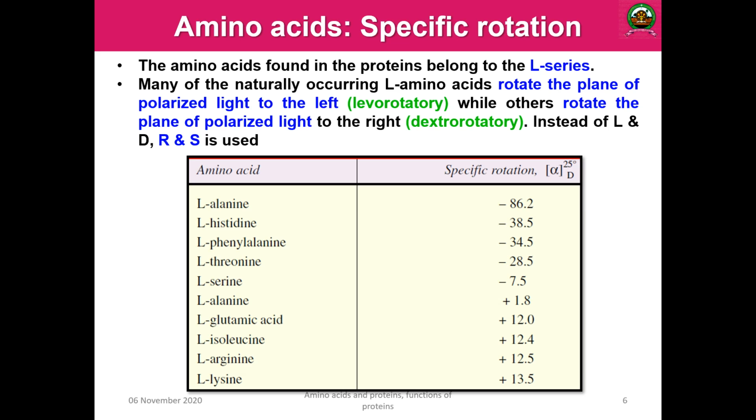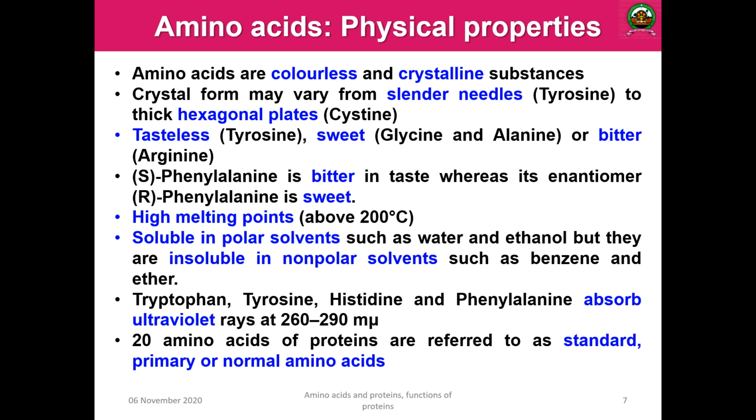So this is the next important feature of the amino acid. Then the next one is the physical properties of amino acids. Generally these amino acids are colorless and crystalline substances, and the crystal form may vary from slender needles, such as tyrosine, to a thick hexagonal plate. Cysteine shows a thick hexagonal plate.